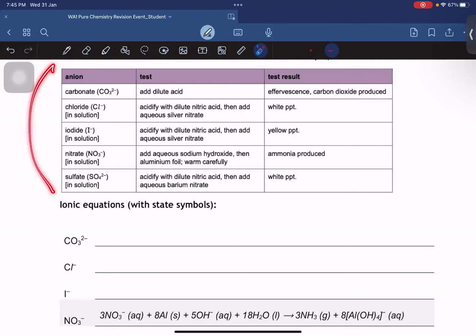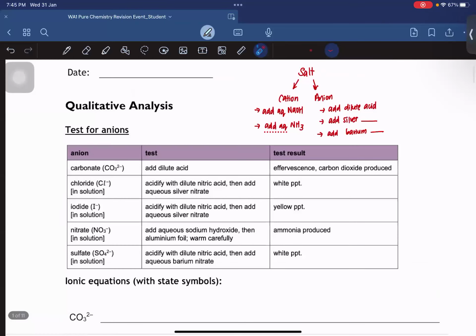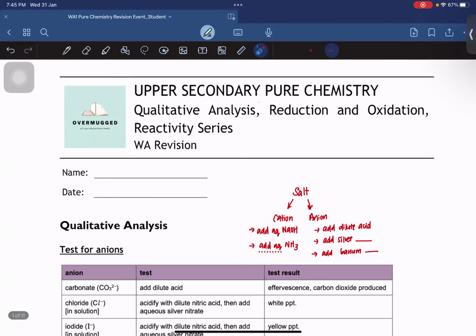This is actually your table for your anions, whereby I want to test for carbonate, chloride, iodide, nitrate, and sulfate. Writing ionic equations means, for example, for nitrate. What is the test for nitrate? You all still remember? Without looking at barium. Nitrate, what do we add, guys? Silver. Yes, correct. Always remember nitrate, the N is very similar to ammonium, the N, nitrogen.